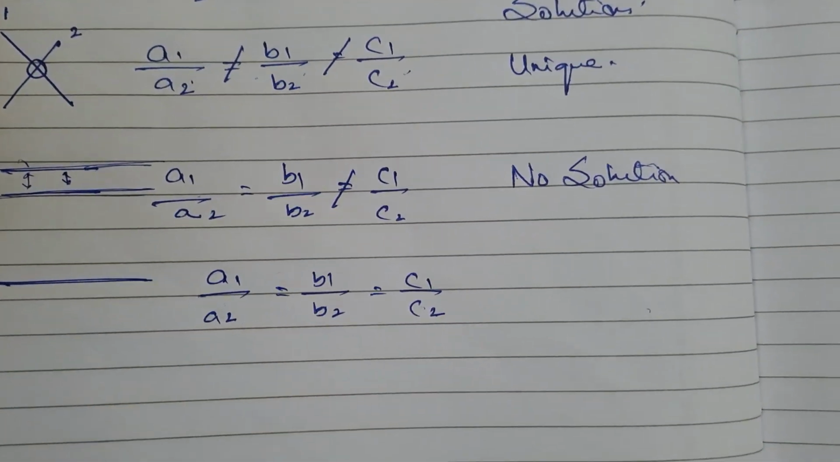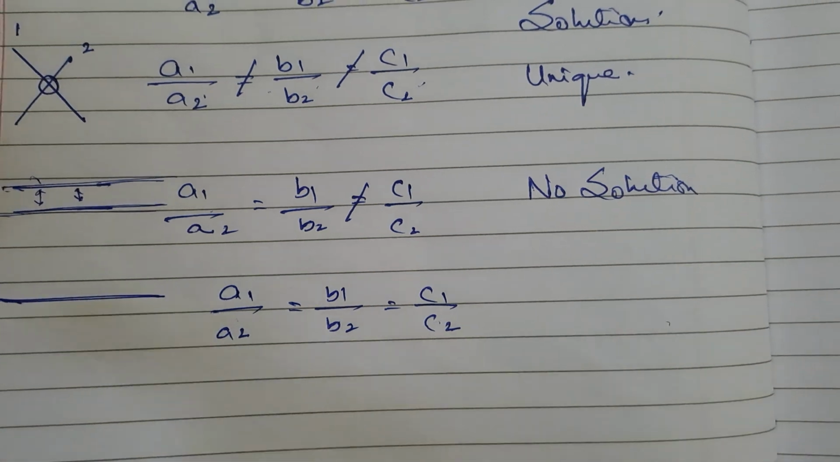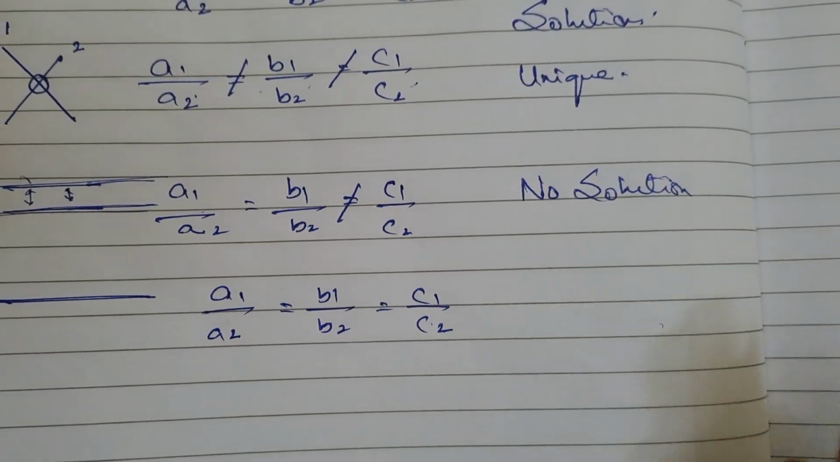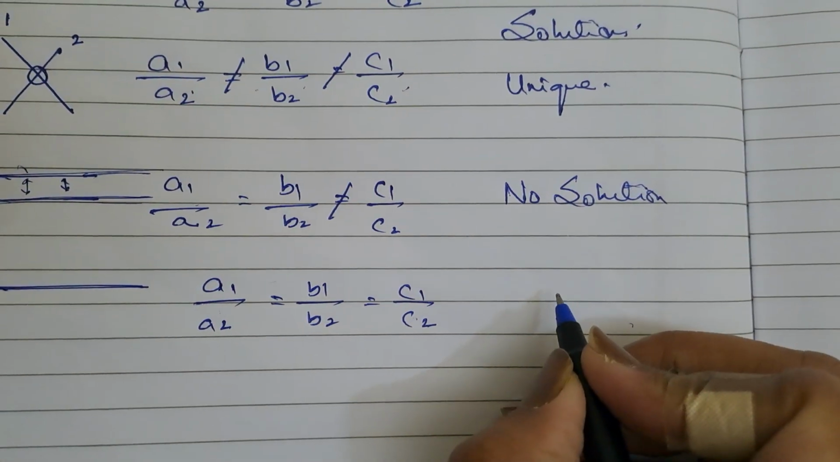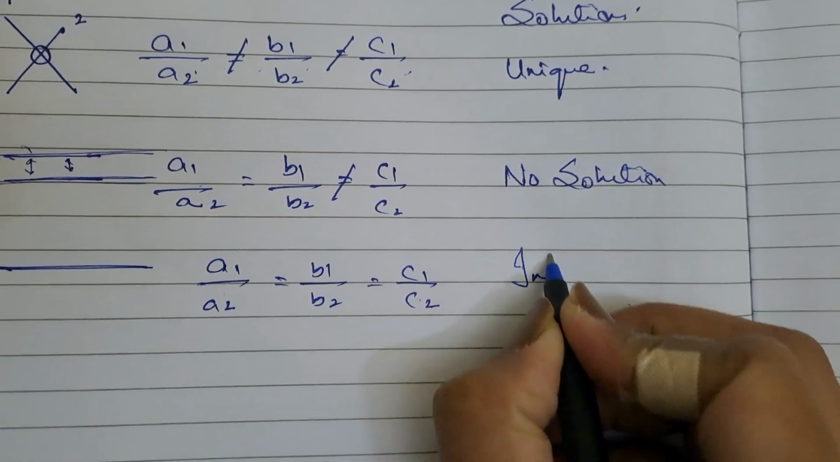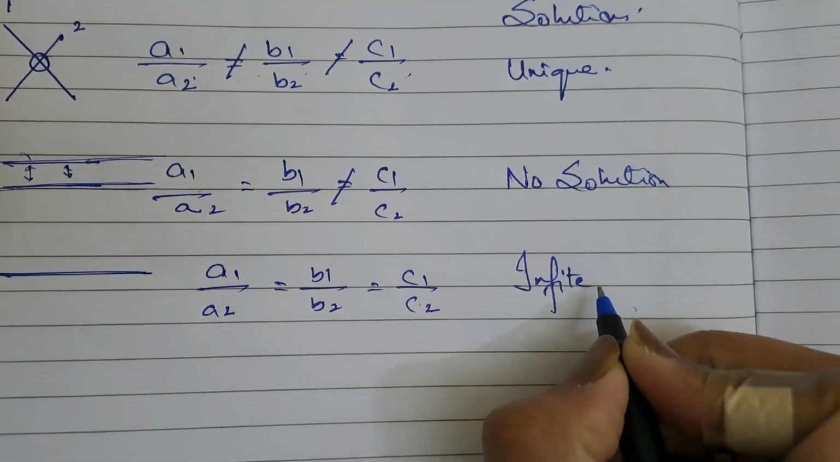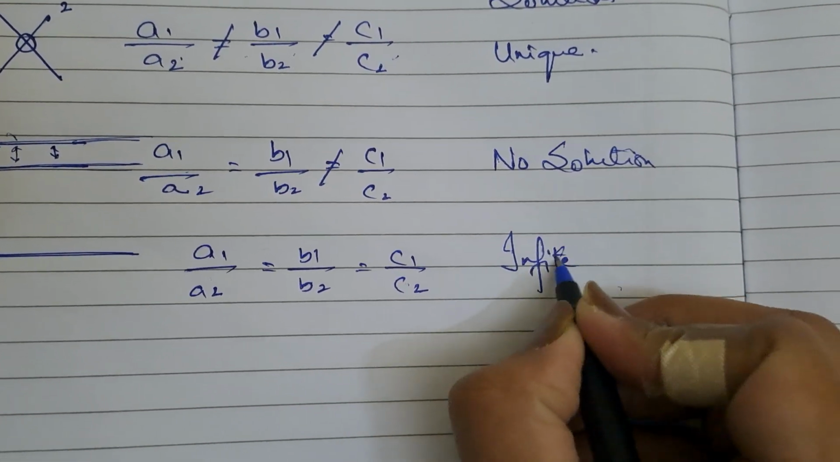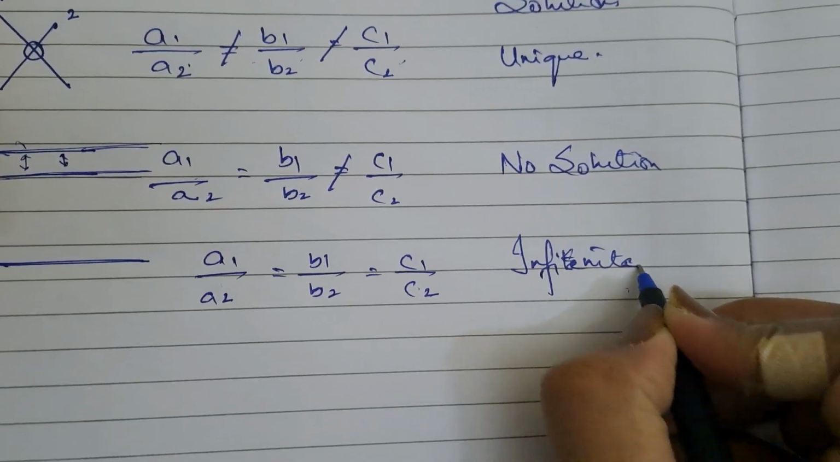Okay, now since these two lines are coincident lines, that means each and everything of theirs will be exactly the same. So these are considered to be having infinite solutions. How many solutions? Infinite solutions it is supposed to have.